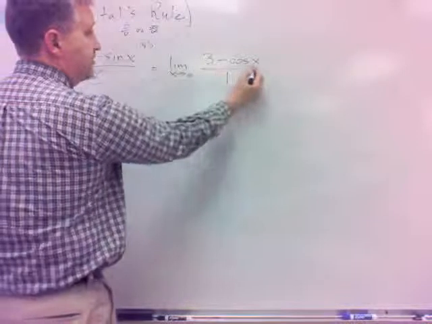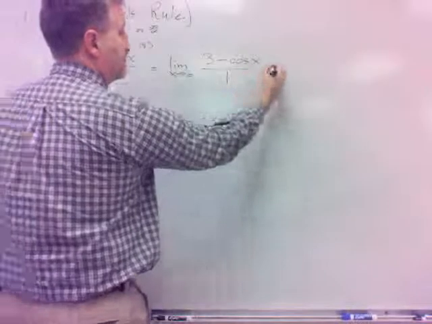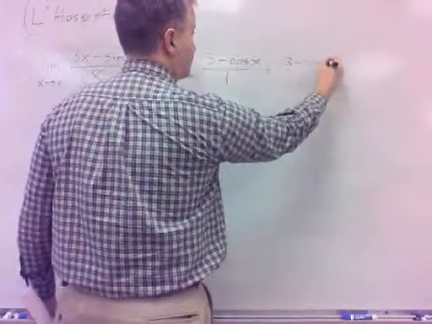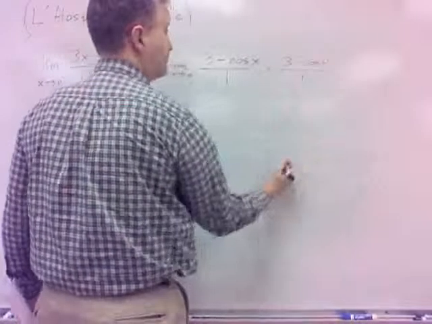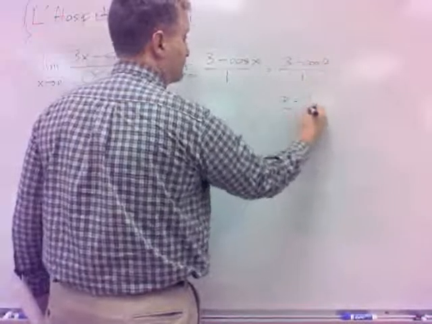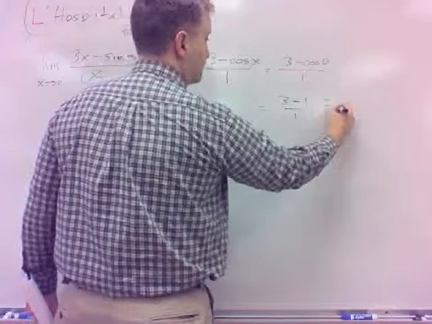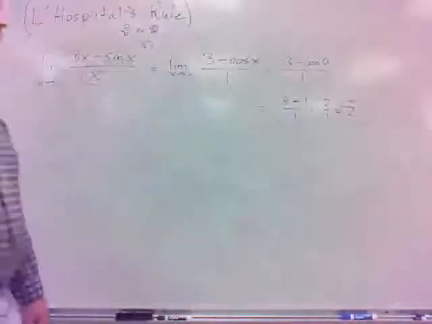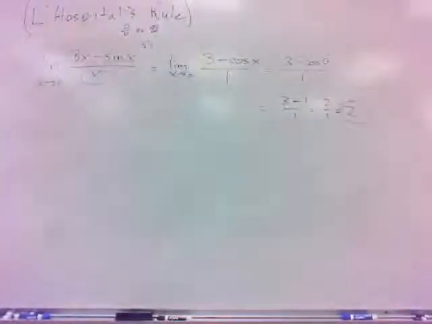If x goes to 0, doesn't this go to 3 minus the cosine of 0? What's the cosine of 0? Cosine of 0 is 1, isn't it? Turns out this is 2. How about that? The limit as x approaches 0 of that function right there is 2.